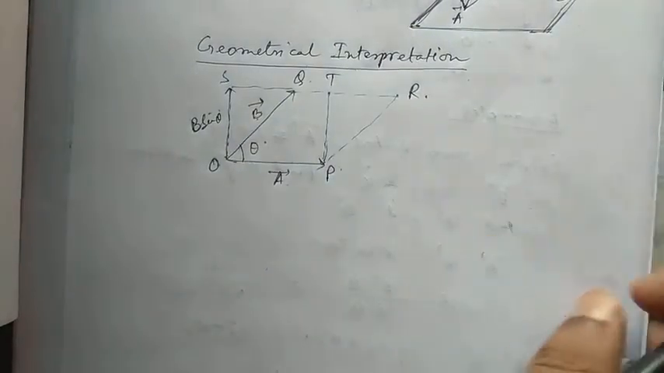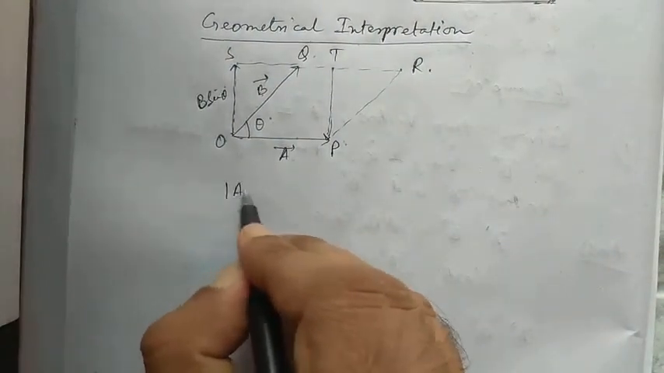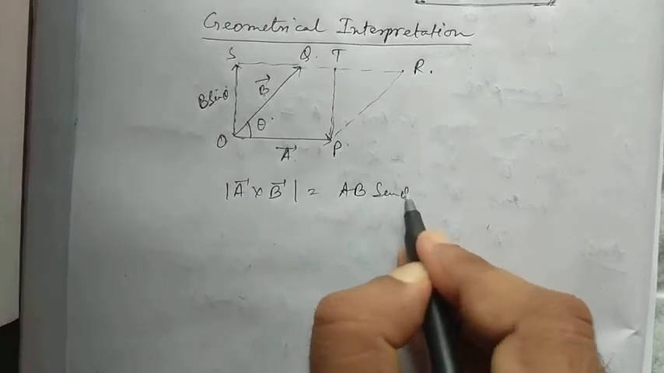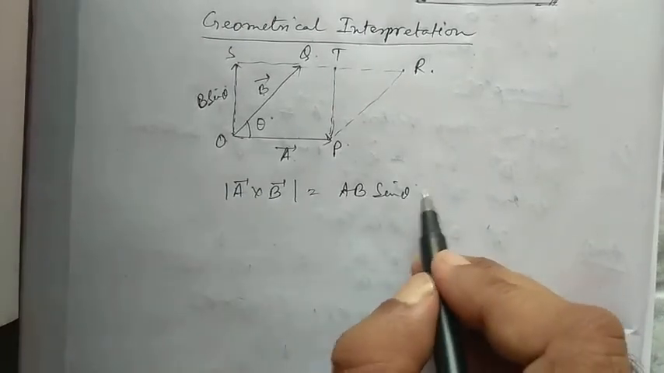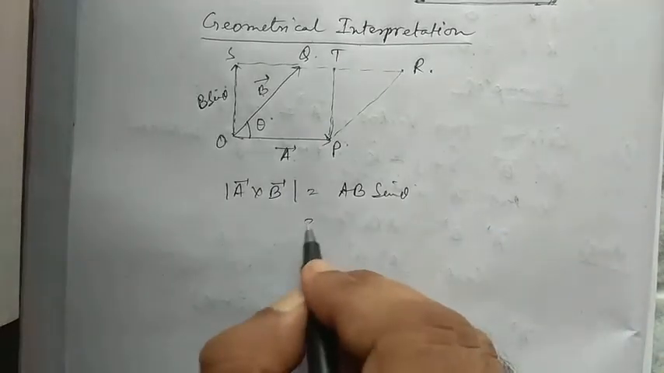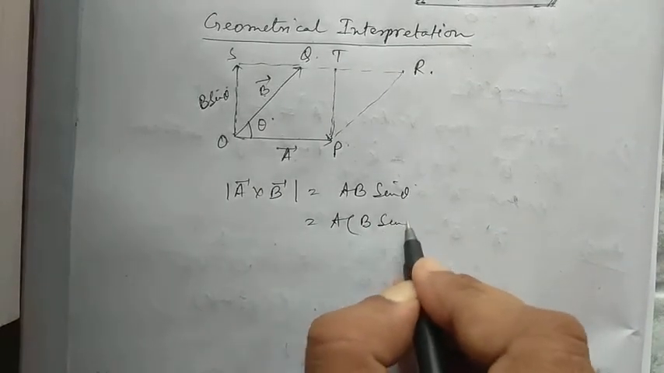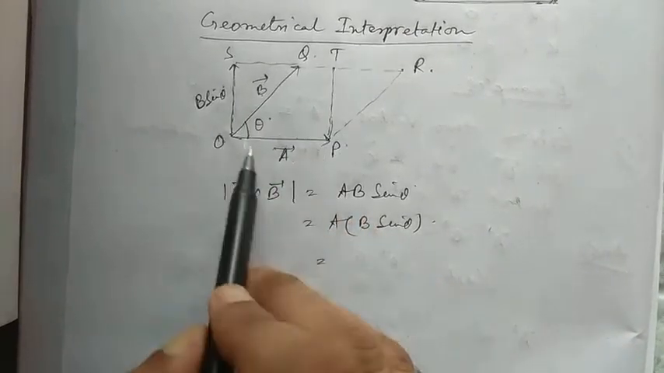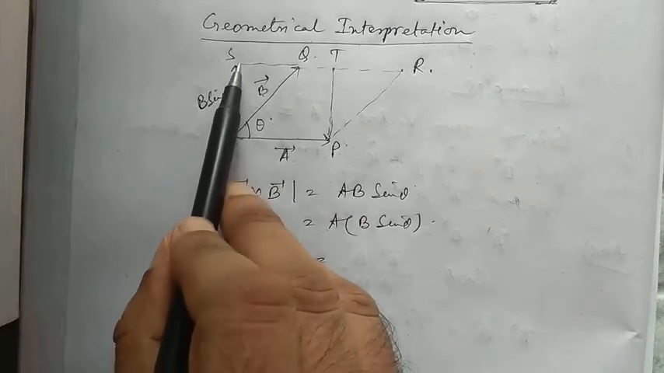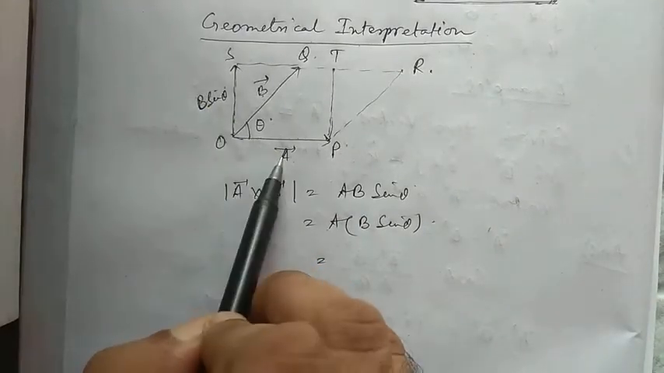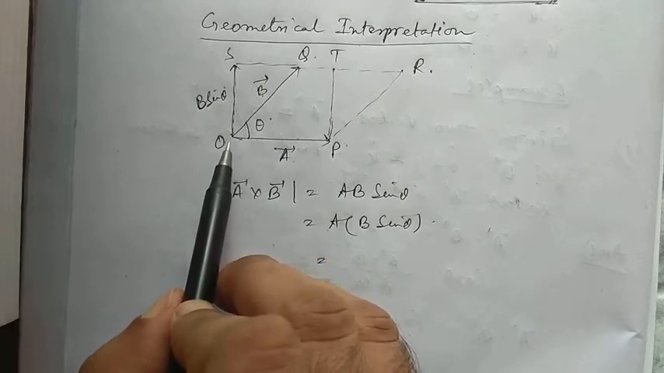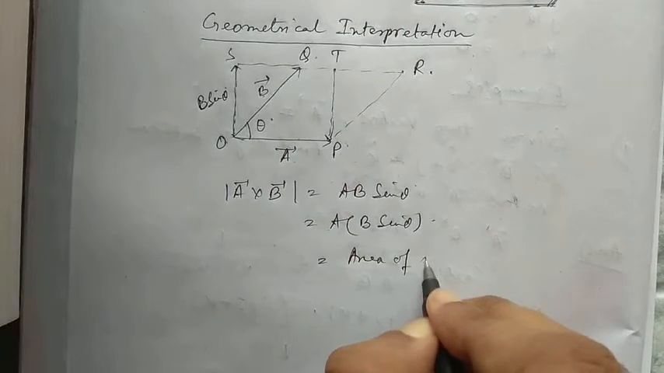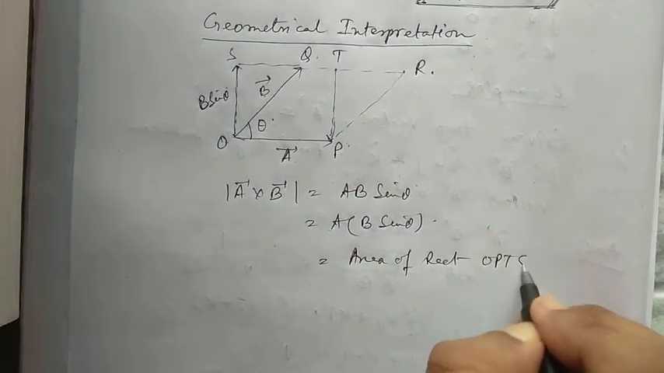name it as R. Now what is modulus of A cross B? That is AB sine theta. As we are given the mod value, we don't need to write the n unit vector. Now suppose A into B sine theta. What is A into B sine theta? Now for this rectangle, this one is A, this is B sine theta. So multiplication of these two things results in the area of the rectangle OPTS. That means you can write area of rectangle OPTS.